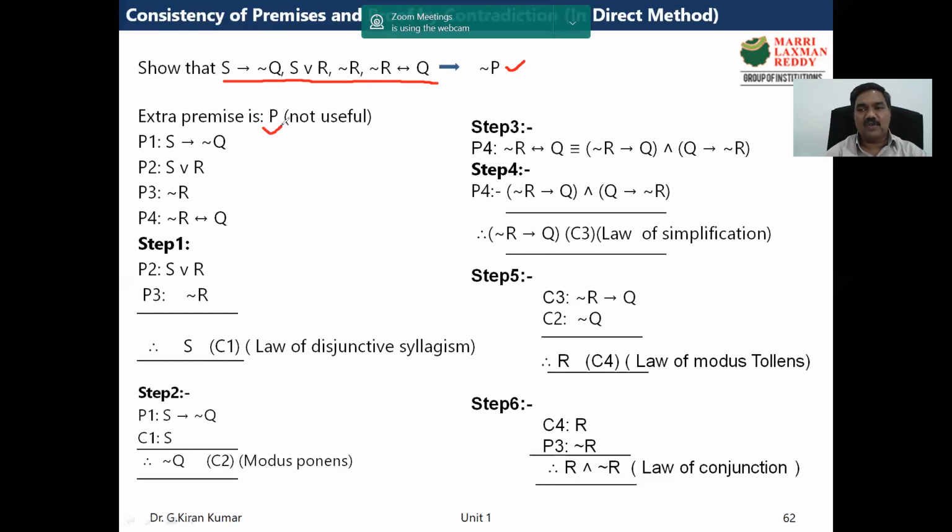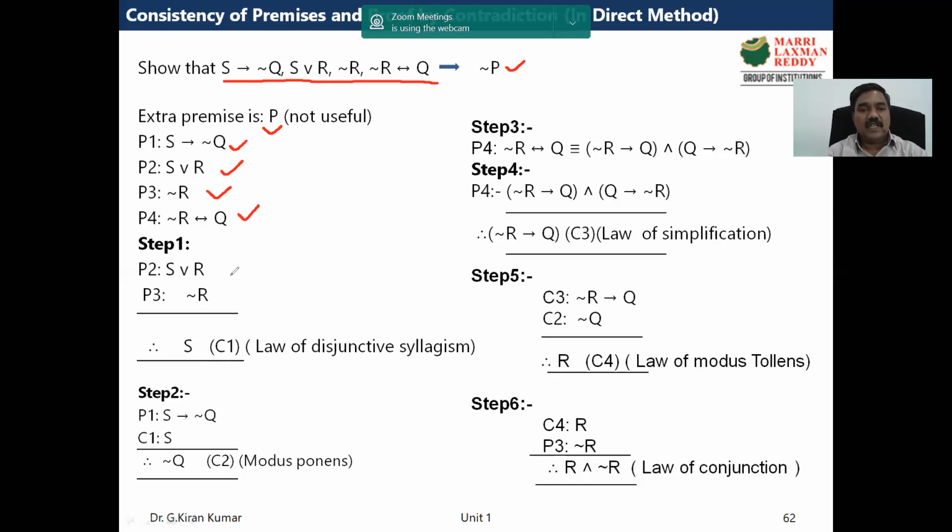But anyhow, this is not useful at all. Why? Because in the remaining premises there is no P, and the extra premise is P. But what are the given premises? S implies negation of Q is one premise. S ∨ R is another premise. Negation of R is the third. And the fourth one is negation of R ↔ Q. So these are the four premises, and of course we have one extra premise, but that is not useful.